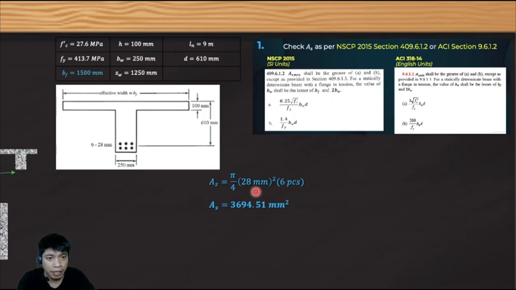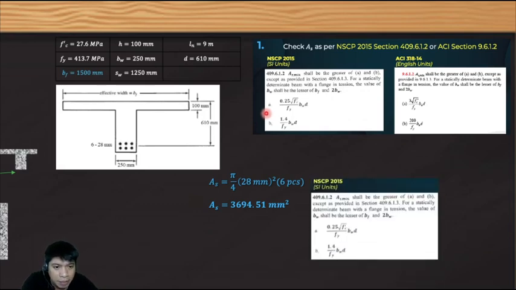So, of course, NSCP yung gagamitin natin kasi SI yung ating unit. No? So, ito yung ating, ang sabi dito, A sub S minimum shall be the greater of A and B. So, i-compute natin guys. Ito yung mga values ng ating A sub S minimum. So, para sa A muna, meron naman tayong mga values nito, f sub c prime, b sub w, tsaka d. Ayun. So, ang A sub S minimum A natin is 484.15 square millimeters. Then, para sa A sub S minimum B, that is 516.07 square millimeters.